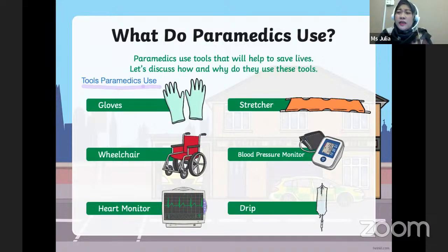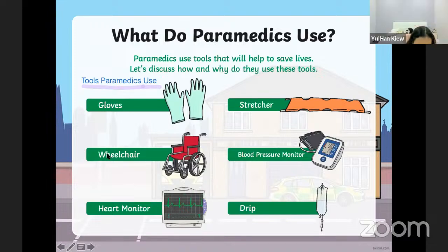Also, if the injured person has a lot of blood on the body, you need to use the gloves. Of course, you cannot hold the blood directly, right? Okay, next. How about number two? Read, Johan, and why do we use this? Why do paramedics use this? Wheelchair. Okay, for what do they use the wheelchair?